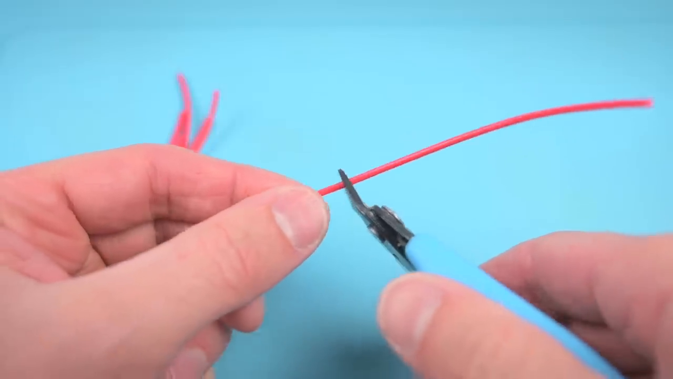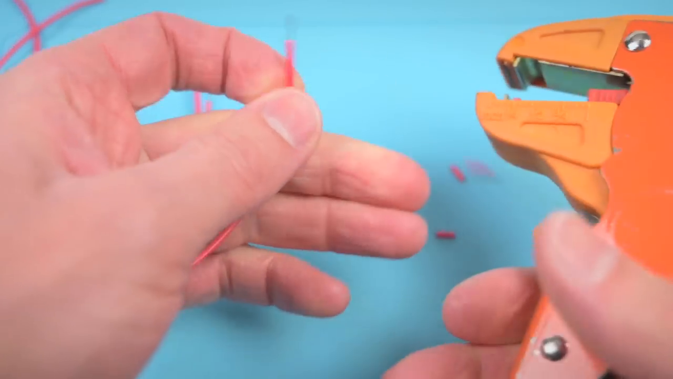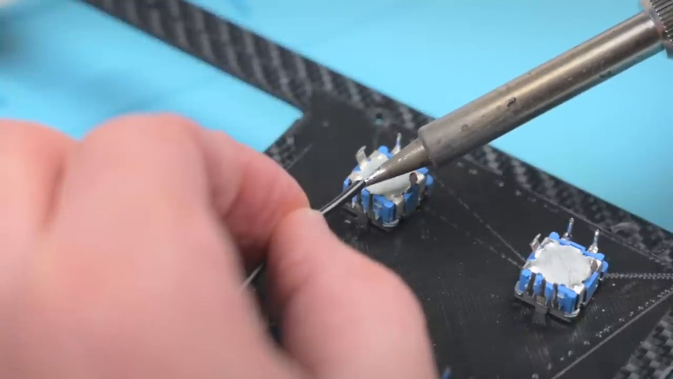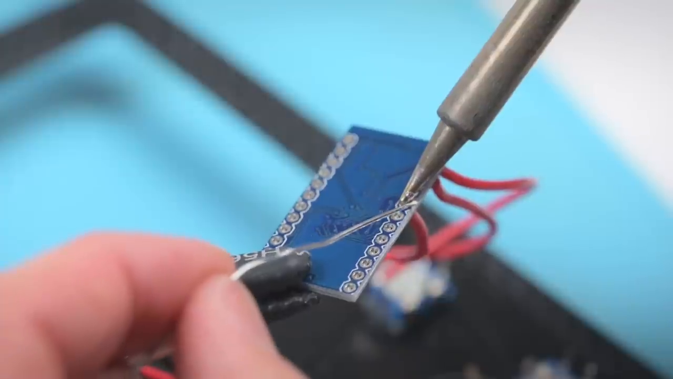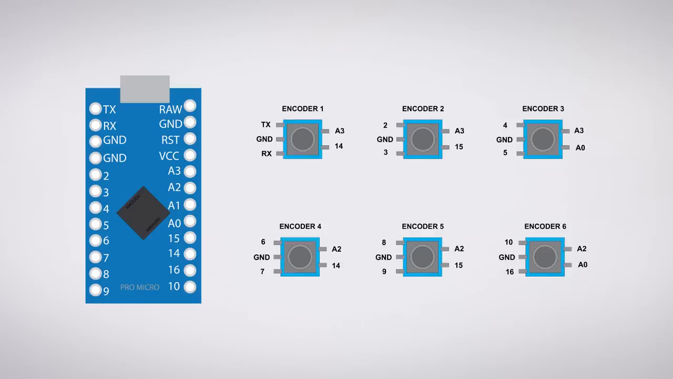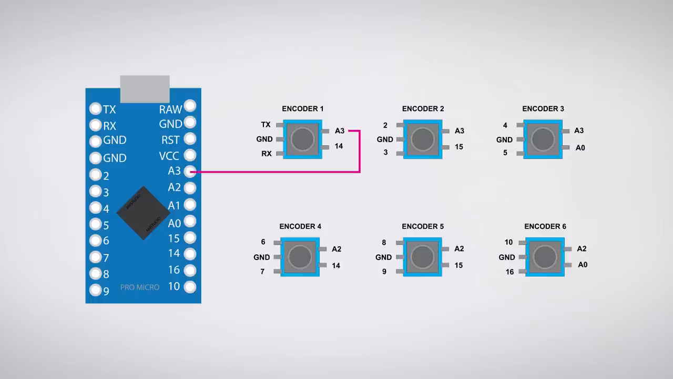Next, wires are cut to length and soldered to the encoder terminals and the Pro Micro. Each encoder is wired to the Pro Micro via the corresponding numbers shown in the diagram. For example, the first encoder connects TX to TX, RX to RX, and ground to ground for the rotary function. Then A3 to A3 and 14 to 14 for the push button function.